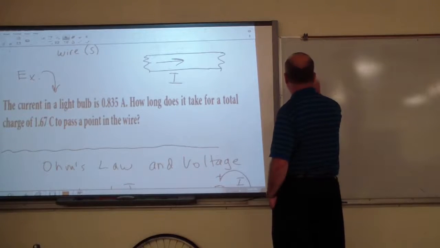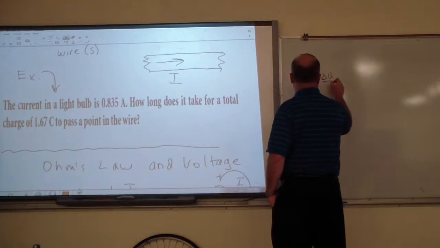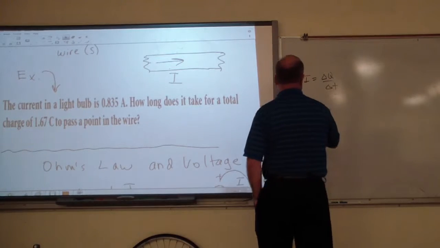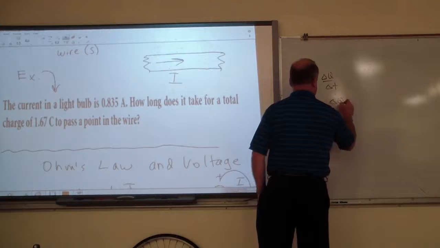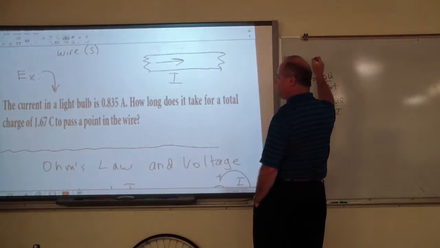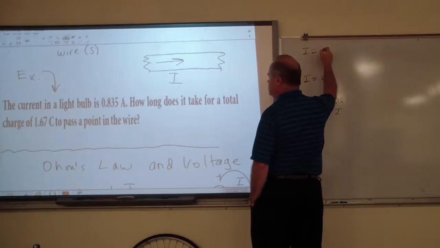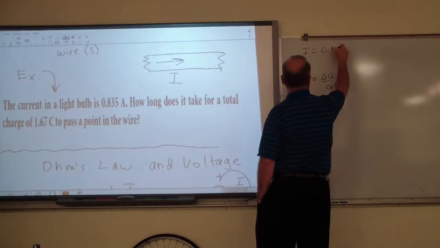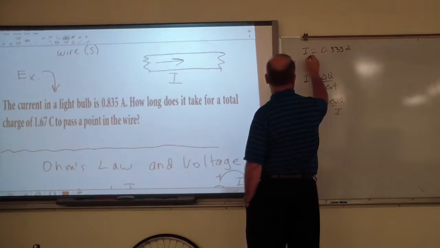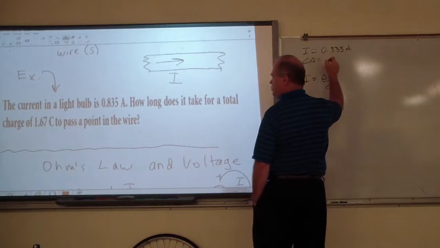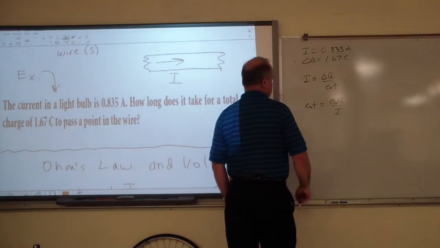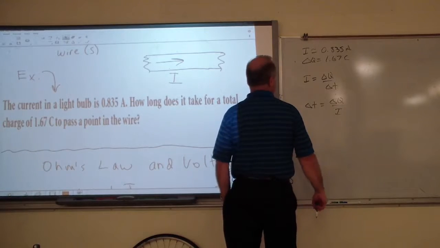Let's see. I equals delta Q over delta T. Isolate your variable. Delta T. And let's see, what are your givens? Current is going to be 0.835 amps. And your charge is 1.67 coulombs. All right, plug and chug. Isolate your variable and just pop it in.